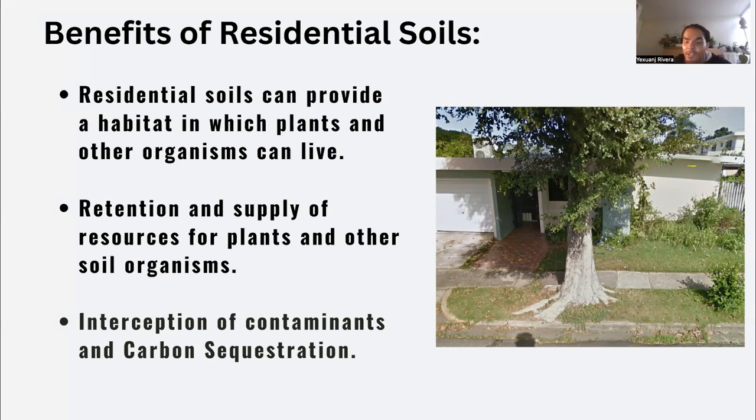The following image is an image of one of the houses that we went to interview and collect samples from, where you can see a diverse range of plant species, which overall forms an ecosystem coexisting with the residents.